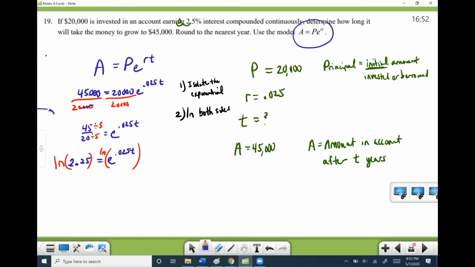That is so strange. It does that. Okay, all right. And so we have natural log and e. They can cancel each other out, huh? All right, so we got natural log of 2.25 equals 0.025 e.